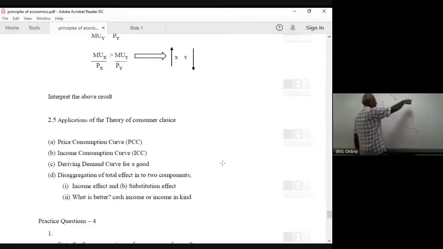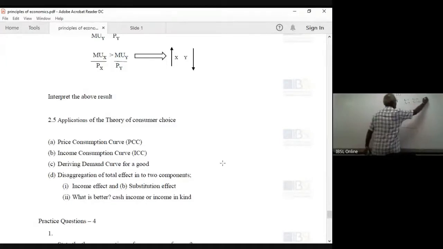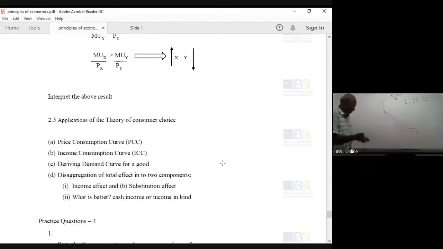Earlier price of X is 5 rupees. PX is 5, PY is 10. Now PX decreases to 3, PY 10, income 50. What will happen to the budget line? It rotates anti-clockwise. The feasible set, the amount of goods that you can afford using the 50 rupees, this area expands.